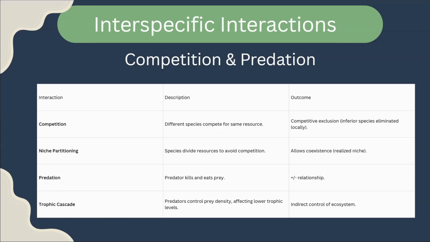Predation. Predator kills and eats prey. It's a plus minus relationship. Trophic cascade. Predators control prey density, affecting lower trophic levels. The outcome is indirect control of ecosystem.